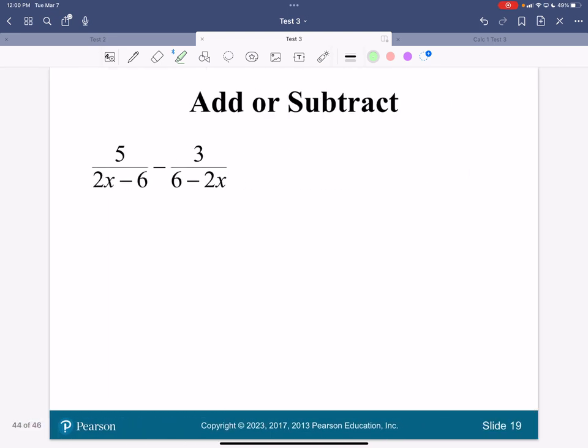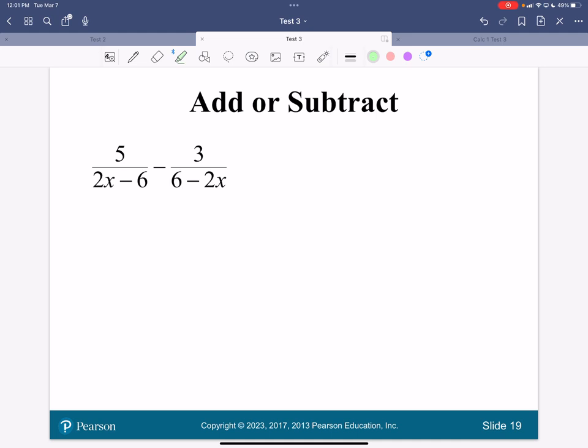Okay. This one is actually significantly more simple than it looks. So what you don't want to do is get too large of a common denominator, because the least common denominator on this is not bad.